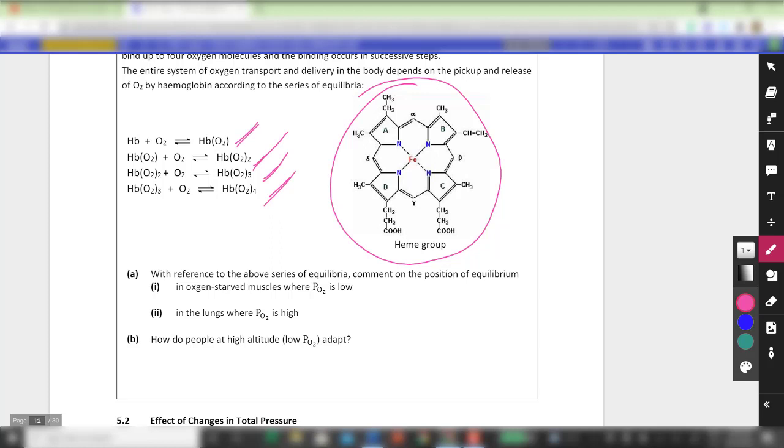So when it shifts to the left, oxygen is being released to the muscle, and after it's been released, the position of equilibrium will continue to shift to the left, because removing oxygen serves as some form of disturbance to the equilibrium. So removing oxygen will cause the oxyhemoglobin to release the oxygen on its own.